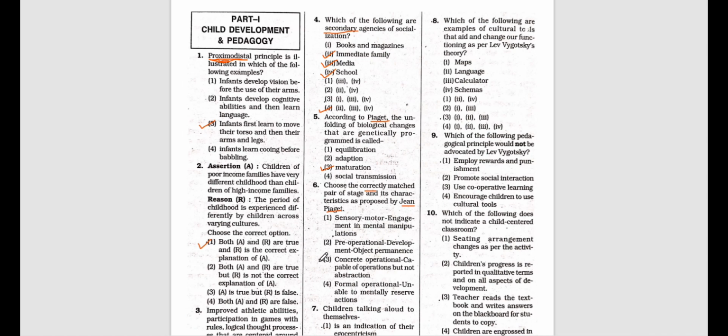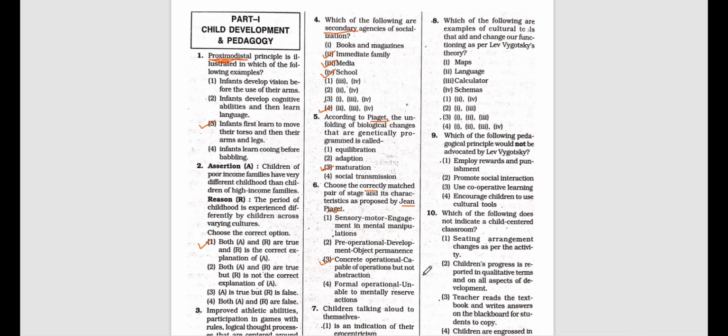All right, so the correct answer here is option 3. Concrete operational, that is capable of operations but not abstractions. Concrete operational is the third stage in the cognitive developmental theory, right? In which operational thinking starts. Then intelligence is demonstrated through logical and systematic manipulation of symbols related to concrete objects, all right?